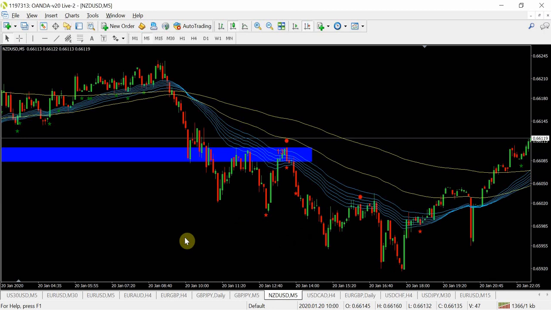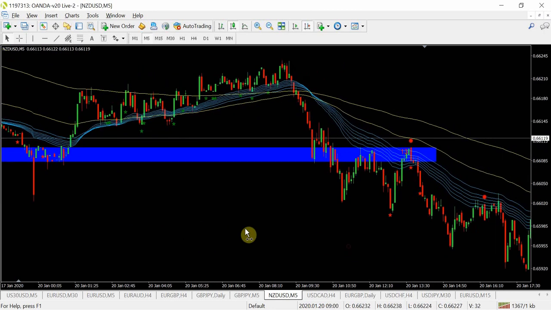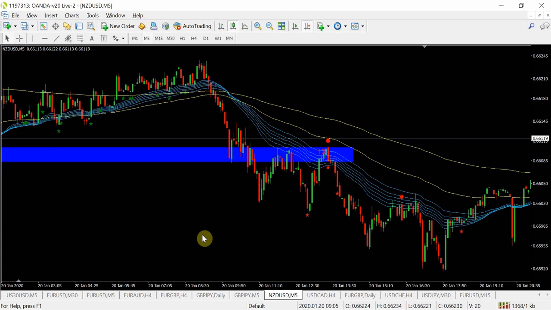And again, like you said, this indicator does give a lot of signals, but you can tweak the indicator to show signals depending on how loose, quote unquote loose, you want the signals to be.